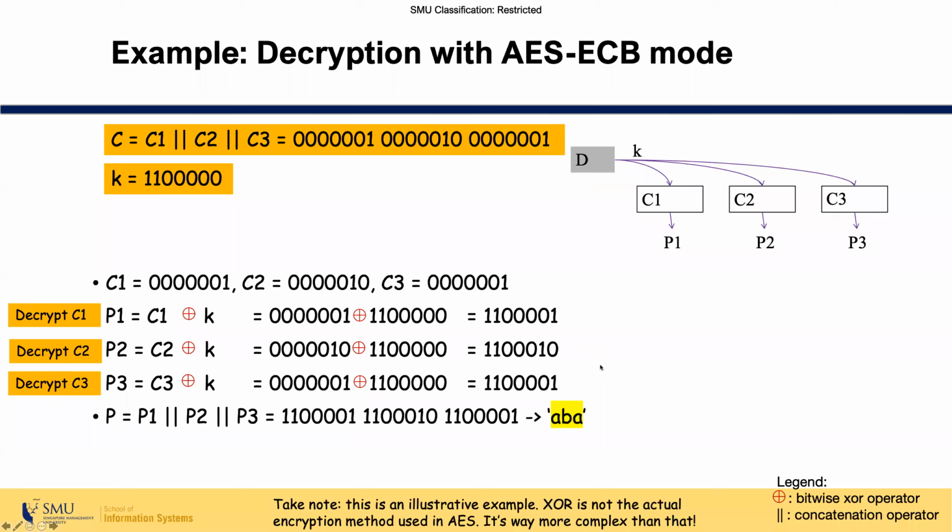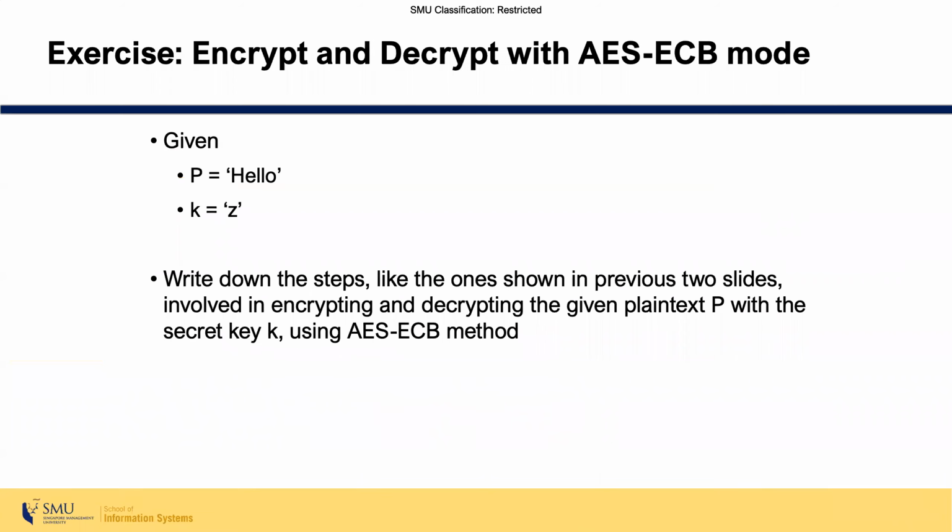So these are the process steps that are involved in the decryption process. And if you have understood, try to do this exercise: encrypt and decrypt a given plaintext P, which is hello, by using the key K, which has a value of the character Z.